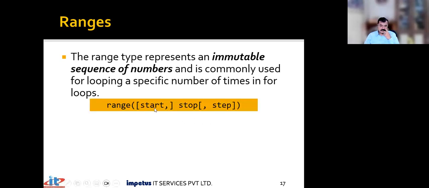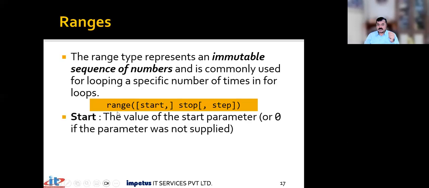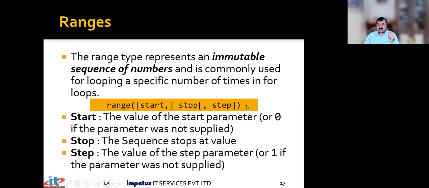So range has a start, stop, and step. Oh, that means start is also optional and step is also optional. The only thing compulsory is stop. So if I give only one parameter to range, that's also okay. You can optionally give start, and you can optionally give step. When we do not give a start value, by default it is 0. When we give a step value, it's whatever step value you have supplied. If you do not supply the step value, it is 1.